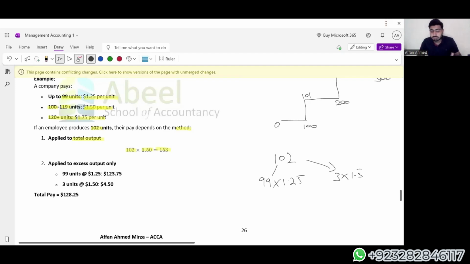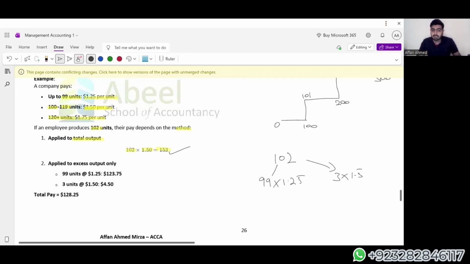So this is the scenario as well that we have to see. The first scenario says 153 is the amount that we are earning because we have worked and earned 102 units at a pay scale of 1.5. The second says that we are going to be paid for the amount of work that we have conducted based on the level of hierarchy that is given.